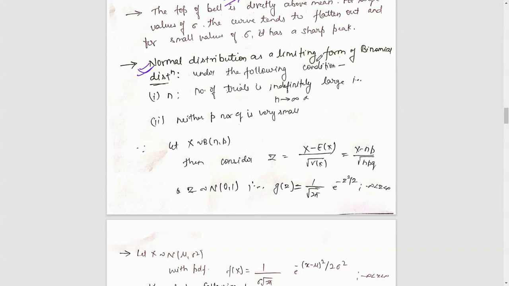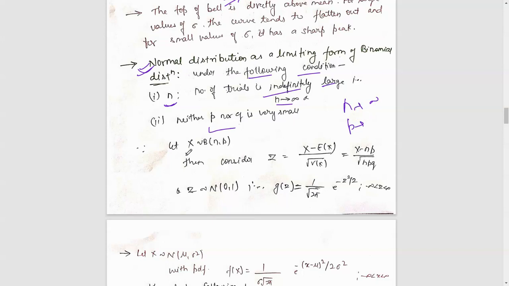So what it says is, let's say we have the following two conditions. The condition is that n, the number of trials, is indefinitely large. So it's very, very large. Let's say n tends to infinity, some very large number. And p or q are not very small. Unlike in the case of the Poisson distribution, where we talk about n being very large and p and q actually being very small. But that is not the case in the normal approximation of the binomial distribution. So n is very large and p is some value but not too small.